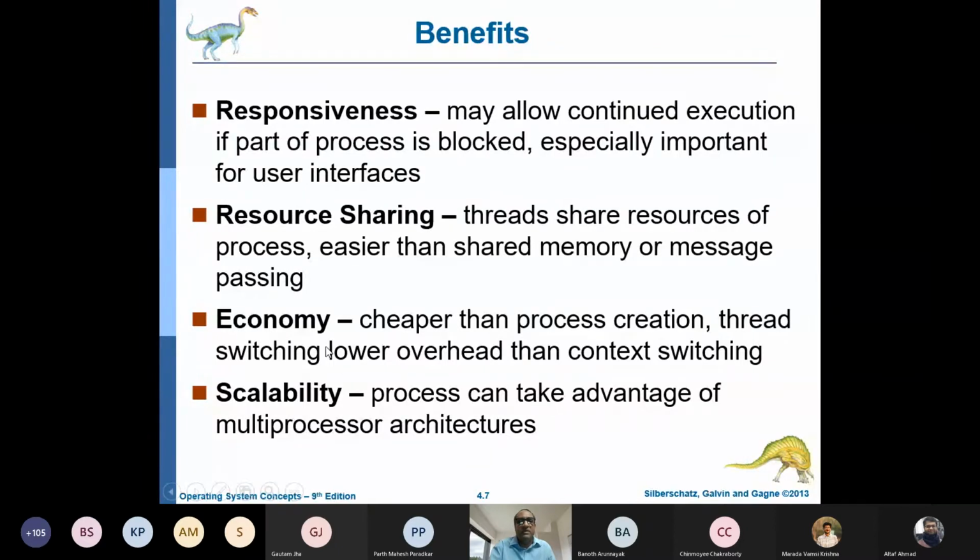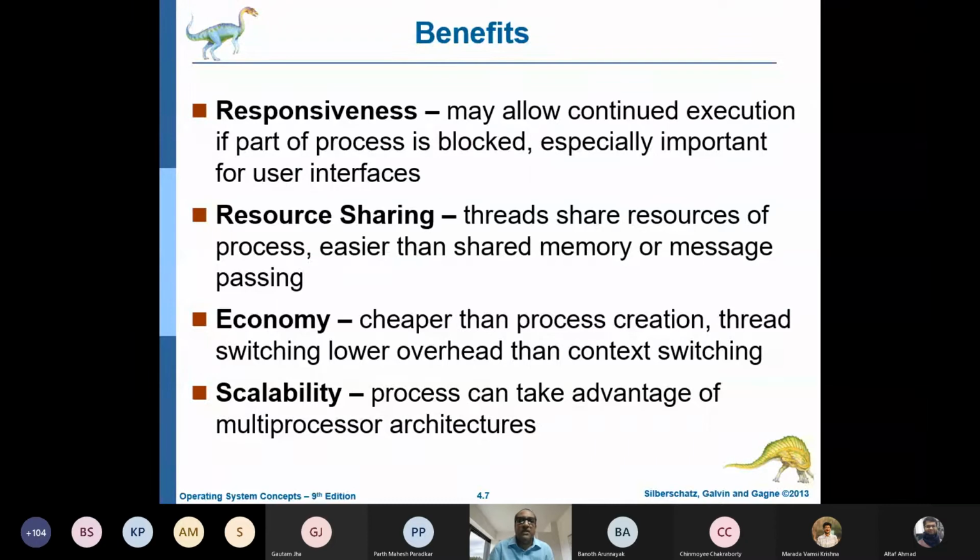And then economy. Economy means the management of a process with respect to the management of threads. For example, take a web server. If you want to manage the web server effectively, and the concept of threading is not there, then for every client request you need to create a child process. So several child processes will be created, and all these child processes manage the client requests.